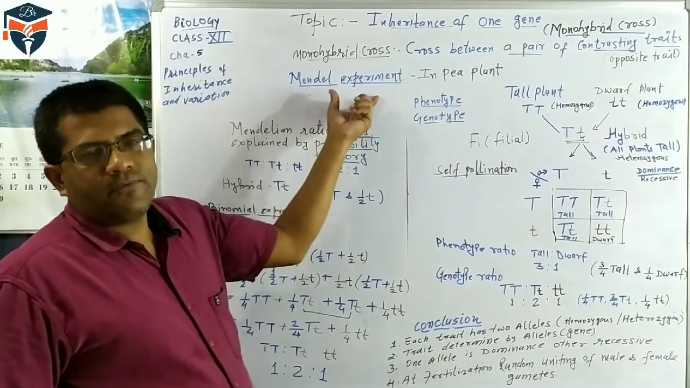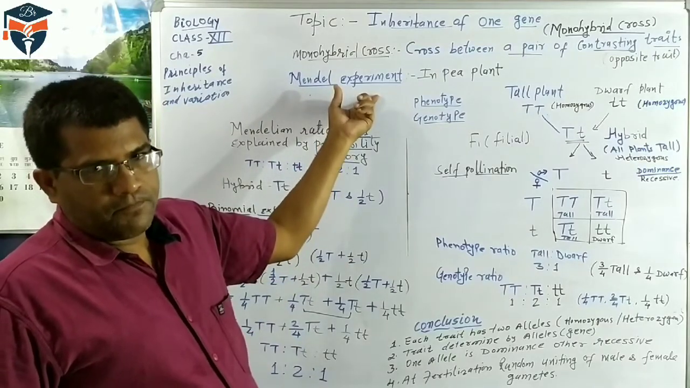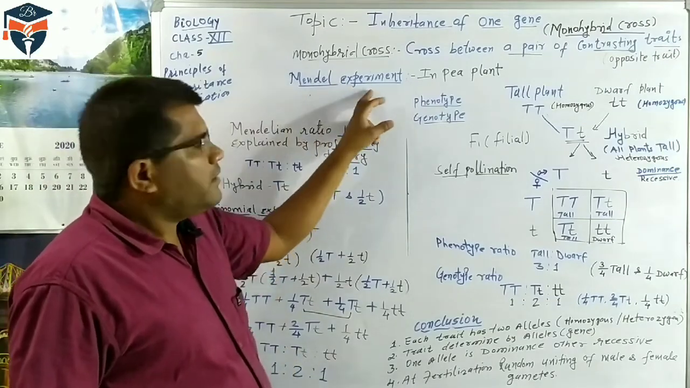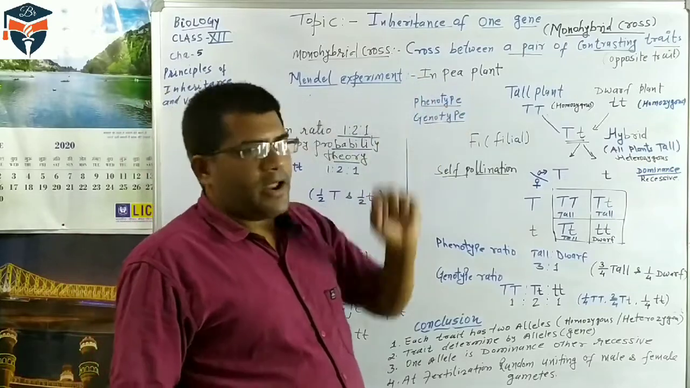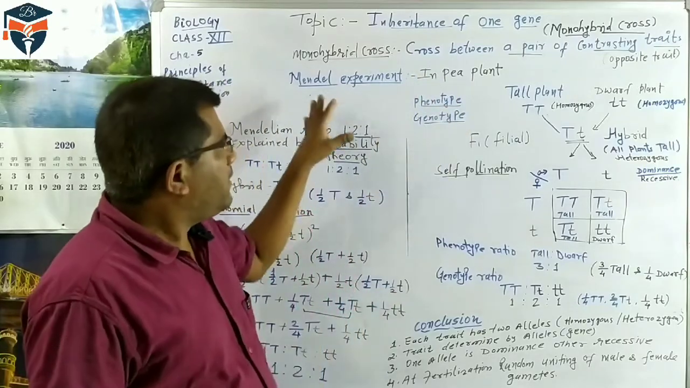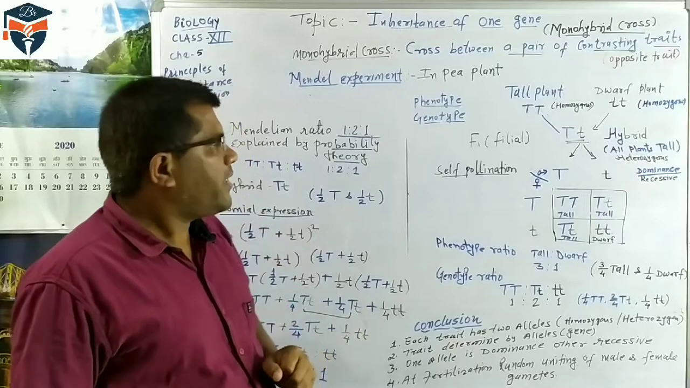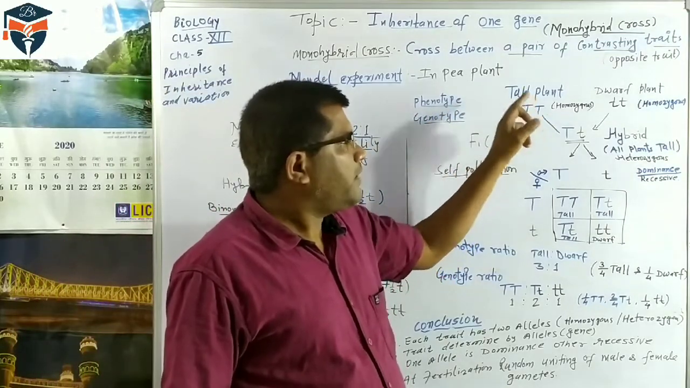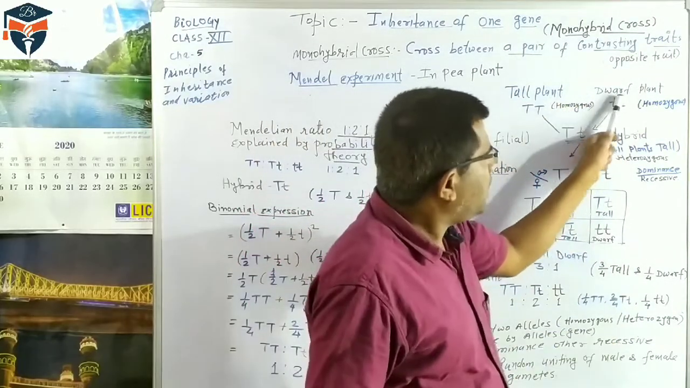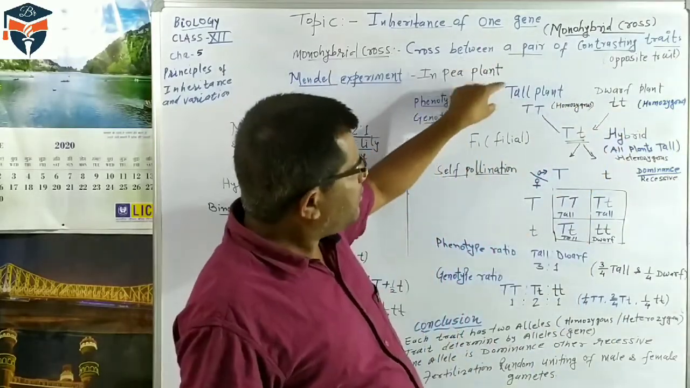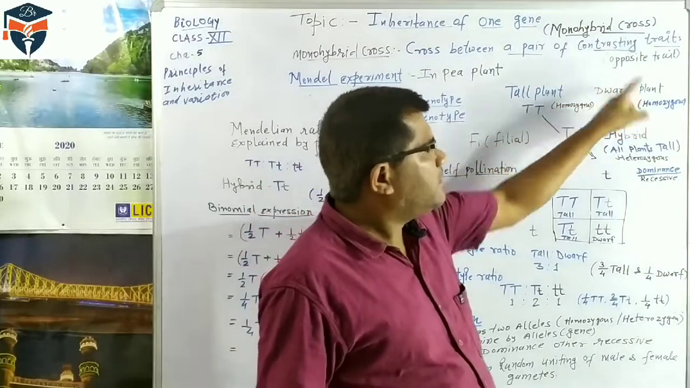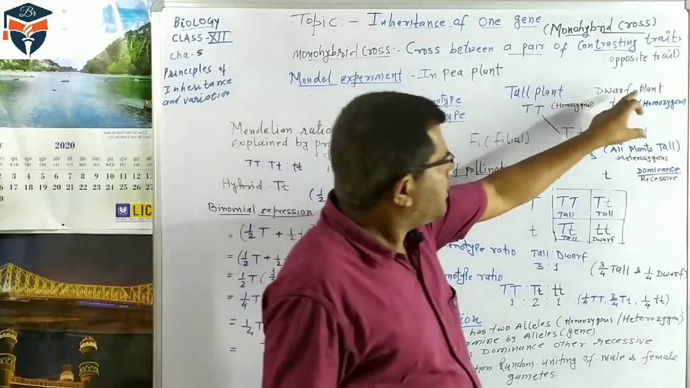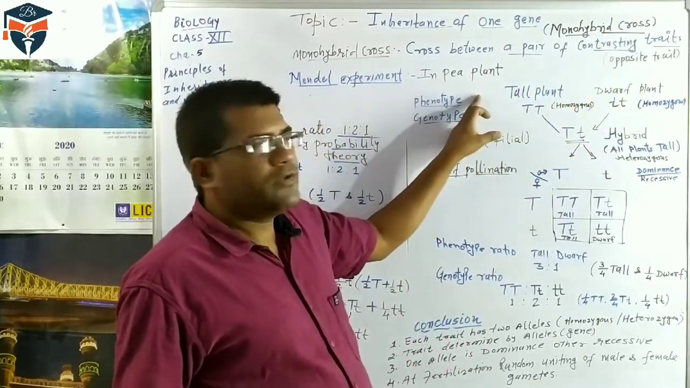Mendel performed many crosses between 7 pairs of contrasting characters. So when Mendel experimented in the pea plant, what did he observe? A tall plant is crossed with the dwarf plant. Tallness is a phenotypic character, and dwarfness is also a phenotypic character.